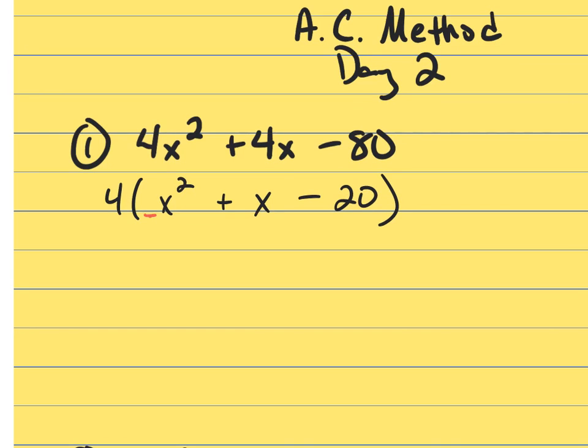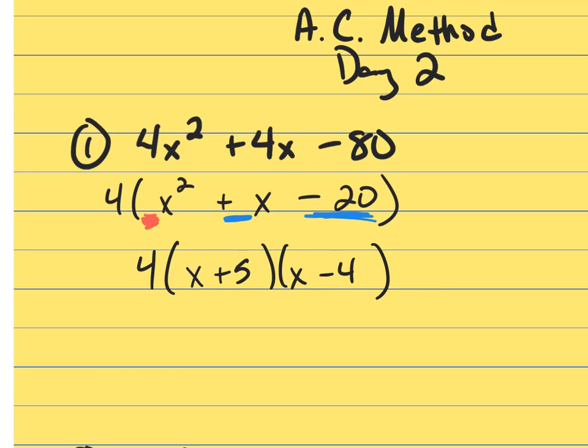Now do you guys see how my A value is this invisible 1 in front of the x squared? When your A value is a 1, we can factor this into two binomials. So we need two numbers that multiply and give us negative 20, but when I combine them, I get that positive 1 right there. What kind of 5 and what kind of 4? Negative 5 is incorrect. Positive 5 and negative 4 will give me negative 20, but when you combine them, they give you that positive 1. So this is our answer without having to do the AC method.